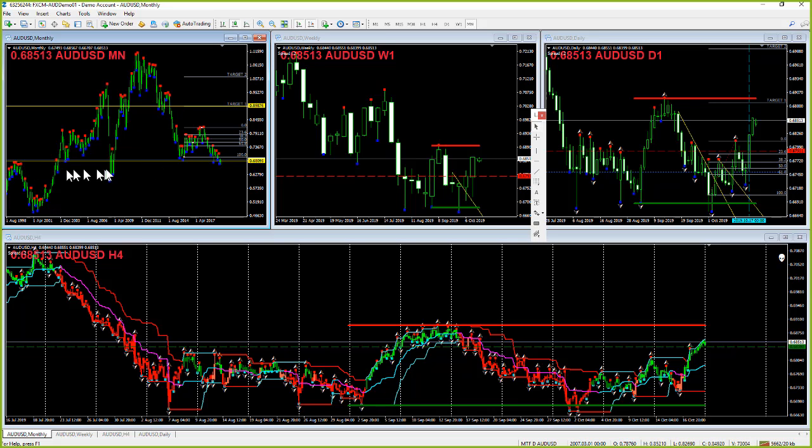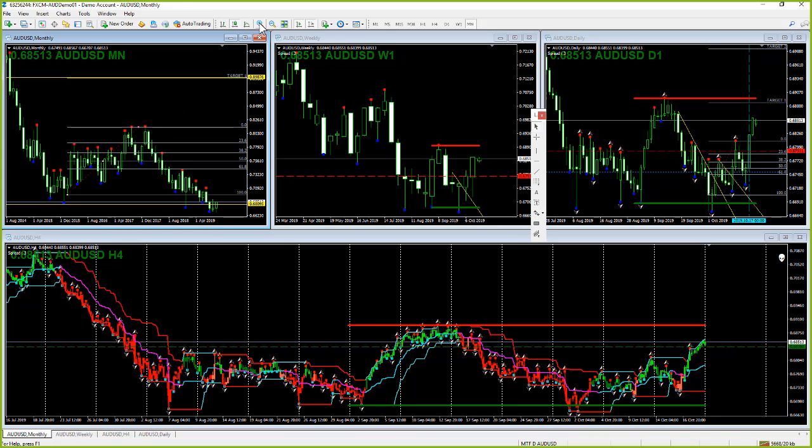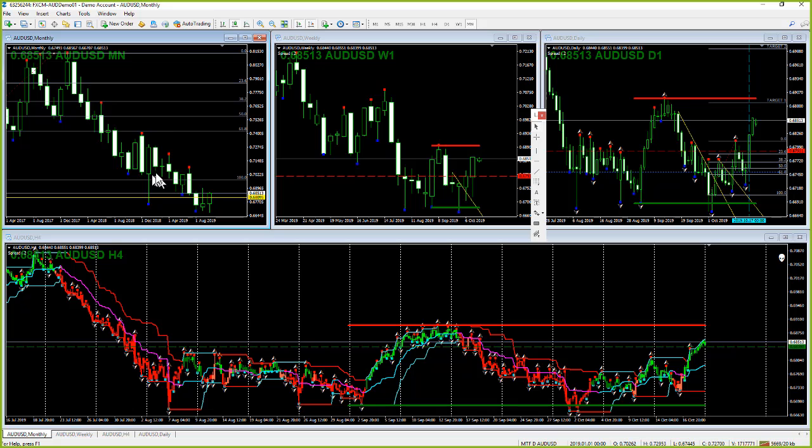But this is definitely a level that the market has watched in 2009, and has watched in 2000, in 1999. Wow, that's around 19 years ago. The market has observed this level. Are we going to bounce from those ones over there?